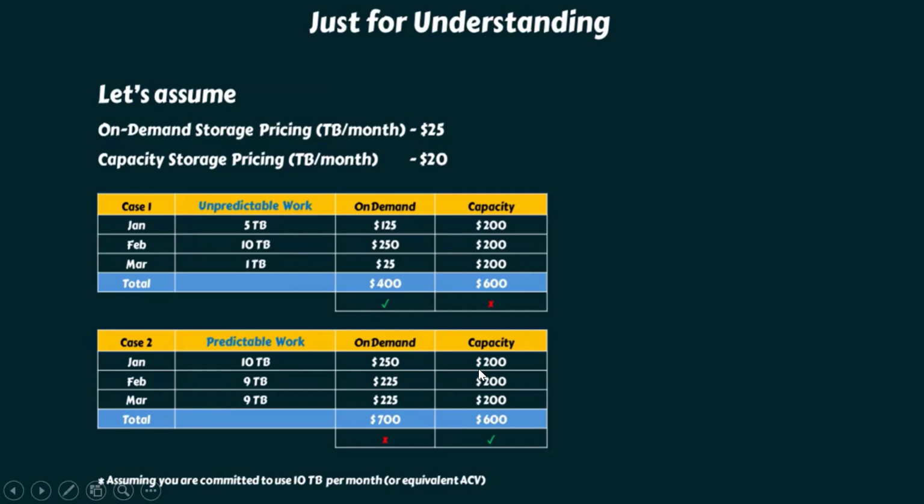So what am I doing here? I am getting 600, not 700. Which is the better option for this use case? Capacity, because I know how much data I'm going to generate. If I'm 100% sure of the amount of data I'm generating, go with capacity storage. If you don't have clarity on how much data you will deal with, which is unpredictable, go with on-demand storage. This is the storage cost.